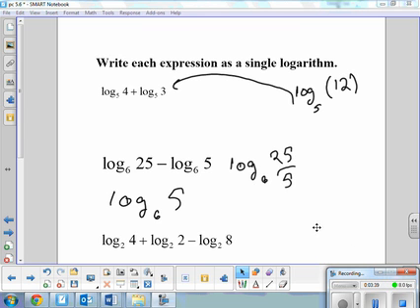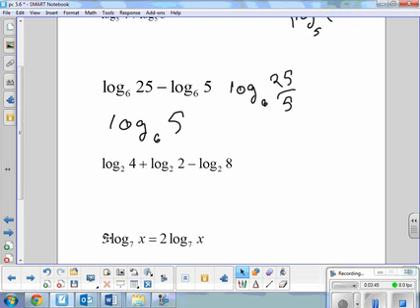On this one, I've got log base 2 of 4, plus log base 2 of 2, plus log base 2 of 8. On that one, pretty much anything that has a minus sign is going to go down in the denominator, because that tells me that's what I'm dividing by. So it's going to be log base 2, and on the top is 4 times 2, on the bottom is 8. So I would have log base 2 of 1.